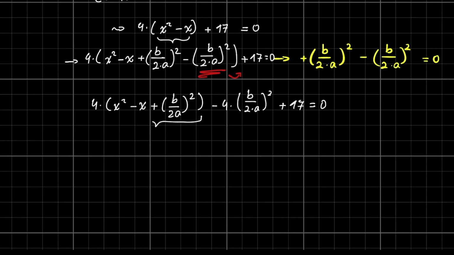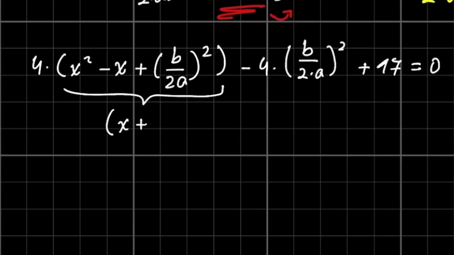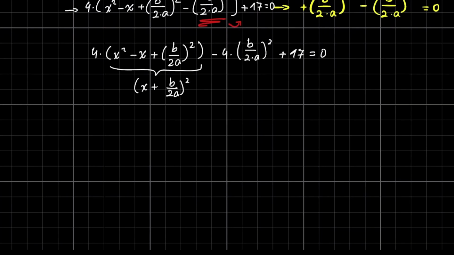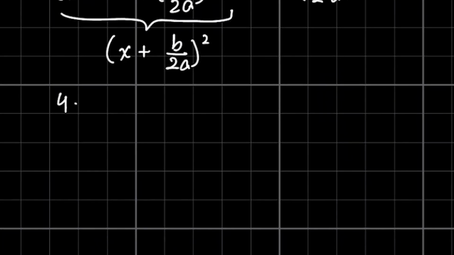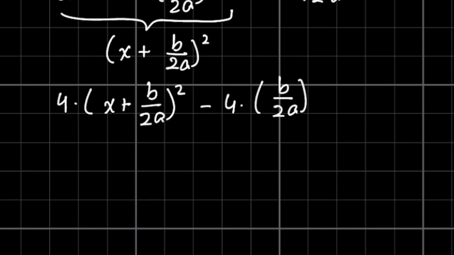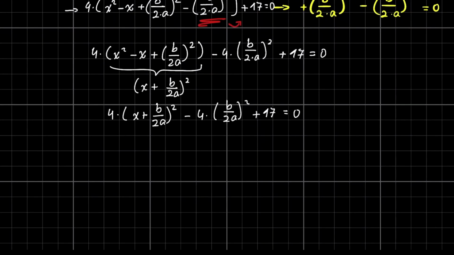Here's my square basically. I can simplify this. It's going to be x plus b over 2a squared. So let's not forget the 4 that is distributed across these two terms, of course, this binomial. That's going to be 4 times x plus b over 2a squared, minus 4 times b over 2a squared, plus 17. And now I can do the substitution.